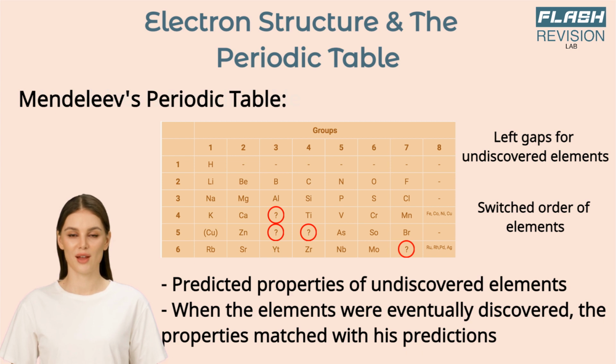But there were still some elements that didn't fit neatly into his table, partly because isotopes were unknown back then. After the discovery of subatomic particles, scientists calculated the atomic number for each element, which they now use to arrange the modern-day periodic table. This arrangement aligns with Mendeleev's patterns and provides a more accurate understanding of the elements.